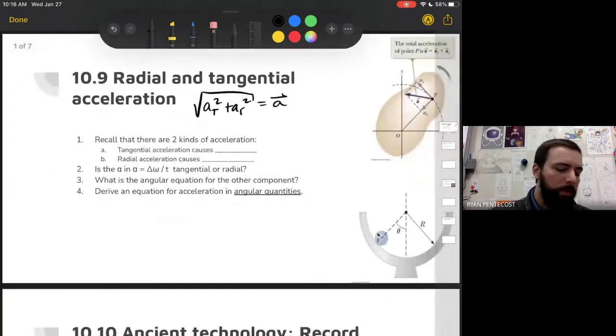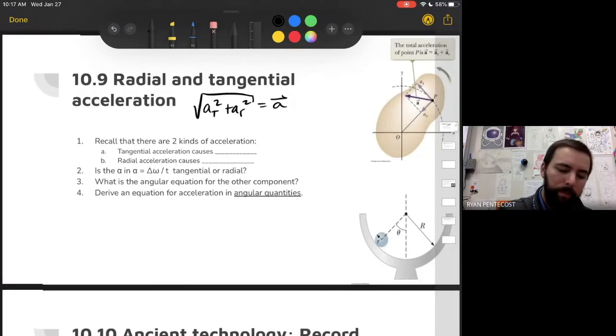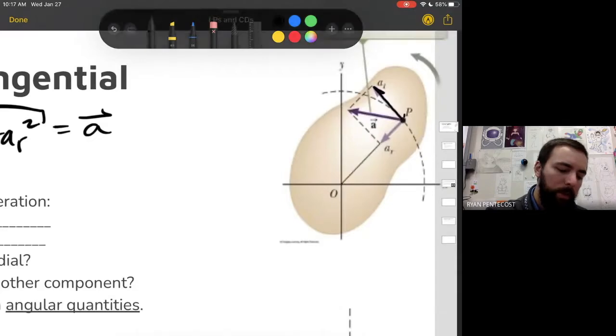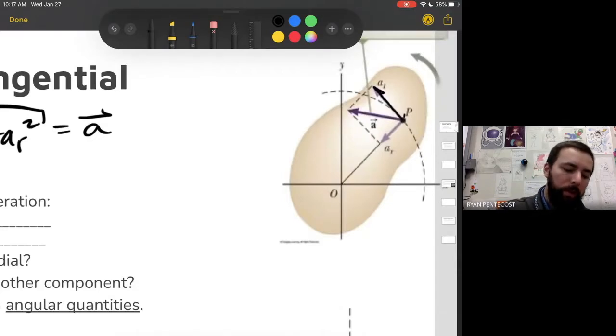So recall that there are two kinds of acceleration. So there is tangential acceleration and radial acceleration. So if I draw, that's not bad. So we've got tangential acceleration, right? Buds off along the tangent. And then you've got radial acceleration that goes right along the radius. Okay? If you combine these two accelerations, then you get that A, just like we were talking.